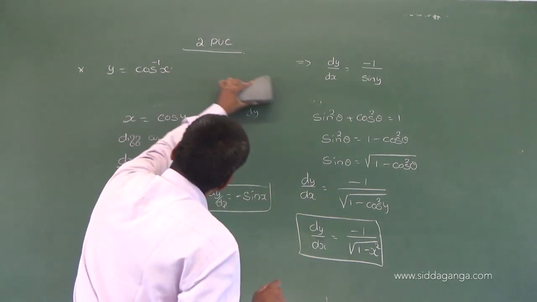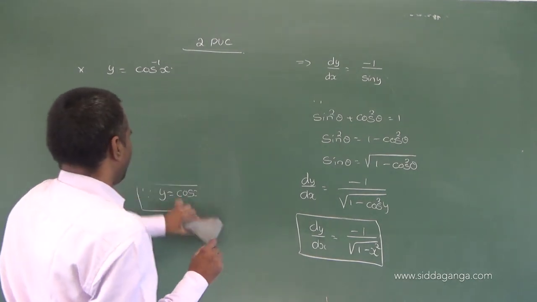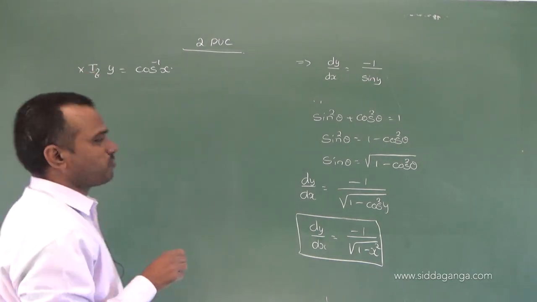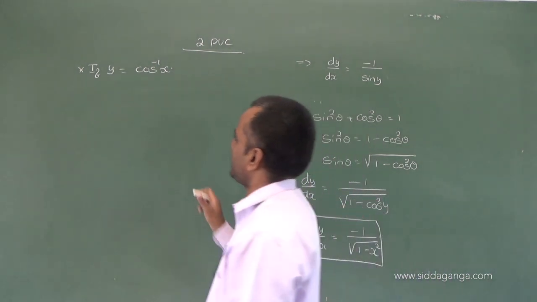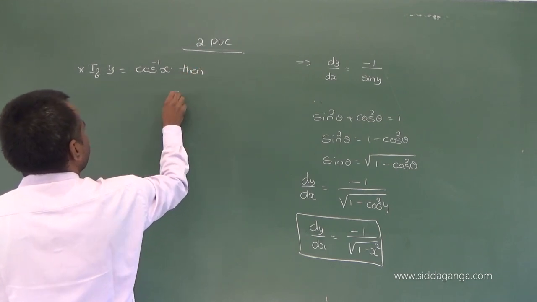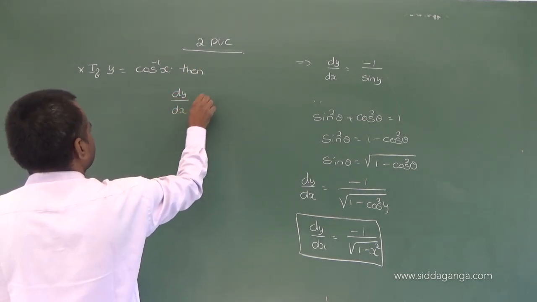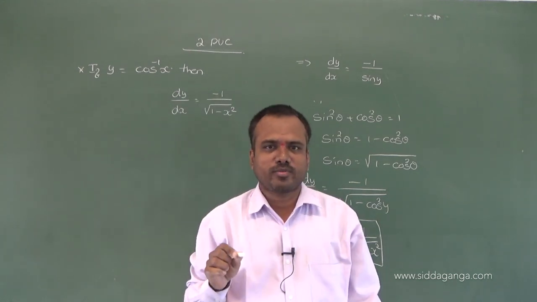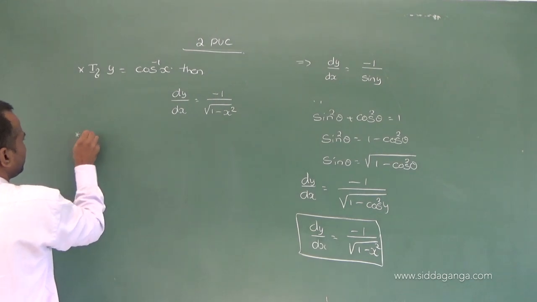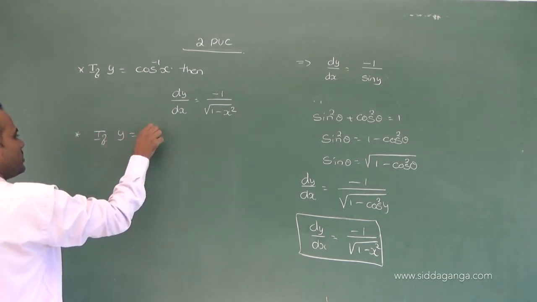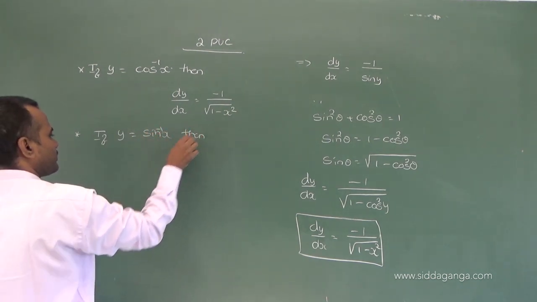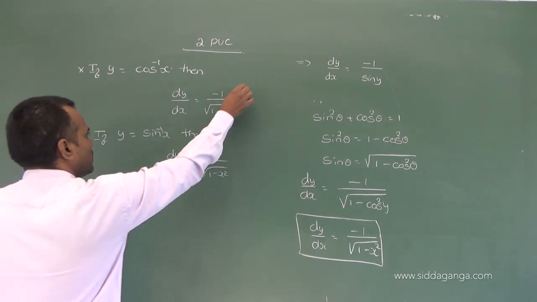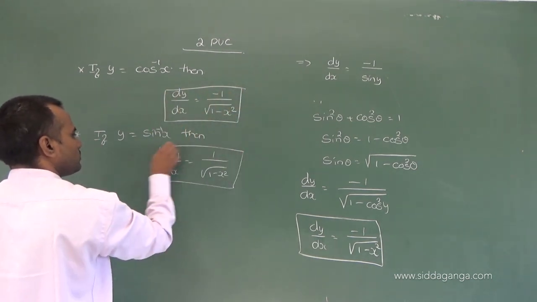So we derived one more inverse trigonometric function, which one is, if y is equal to cos inverse x, then dy by dx is minus 1 divided by square root of 1 minus x square. So to remember is also very easy. I write one more. If y is equal to, just now we discussed, sin inverse x, then dy by dx is 1 divided by root of 1 minus x square. Observe these two results carefully.